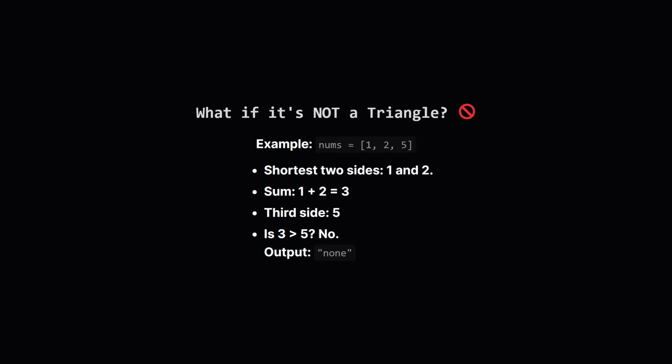Now, what happens if the numbers can't actually form a triangle? Let's say our list has the numbers 1, 2, and 5. If we take the 2 shorter sides, 1 and 2, and add them up, we get 3. The third side is 5. Is 3 greater than 5? Nope, it's not. So these 3 lengths cannot form a triangle. In this case, the answer is none.